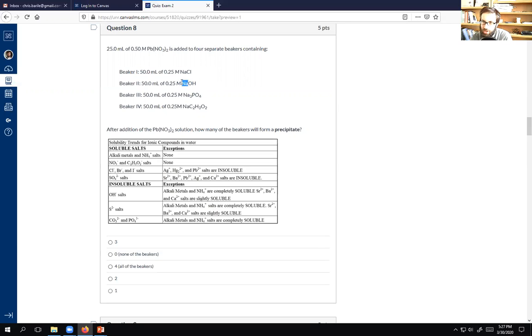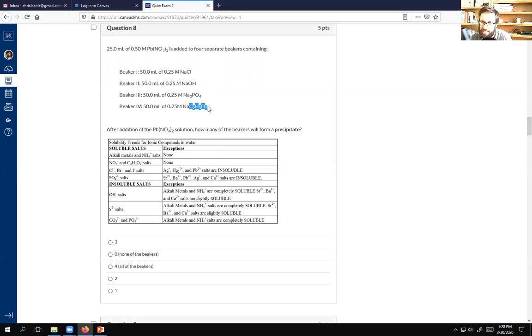Sodium hydroxide, again, sodium nitrate is soluble, but now we're looking for lead hydroxide. So we go down to hydroxide salts. They're all insoluble except alkali metals, ammonium, strontium, barium, and calcium. We're not any of those, we're lead. So yes, lead hydroxide is going to make a precipitate. So beakers 1 and 2 will both form precipitates. Next one, sodium phosphate. Sodium nitrate could form again, and we know that's soluble from this first rule. But we're looking for lead phosphate. So go down here, insoluble salts. Phosphates are insoluble except for alkali metals and ammonium. Lead isn't one of those. So beaker 3 is also going to have a precipitate.